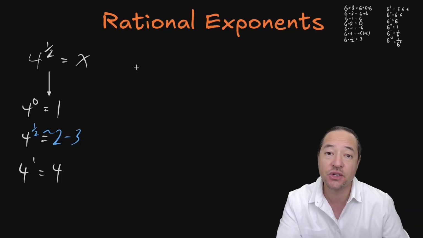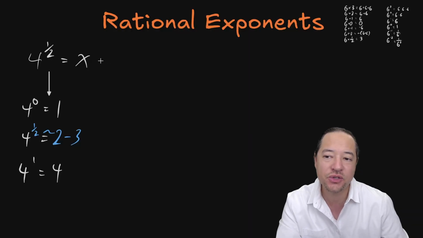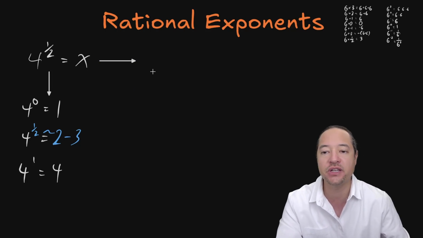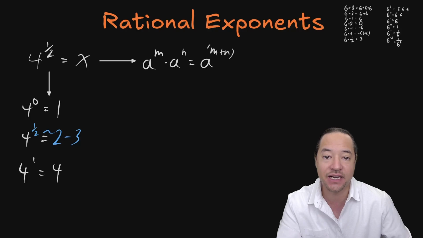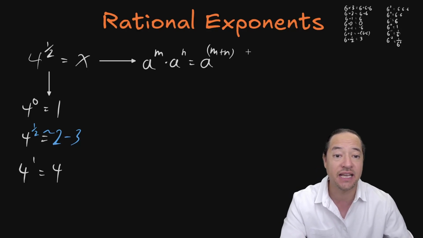So to do this, I want to think about the exponent rules and laws that we've already looked at. We've looked at a few and they're going to help us. The first one we looked at was a to the m times a to the n would equal a to the m plus n, right? You add those exponents together.